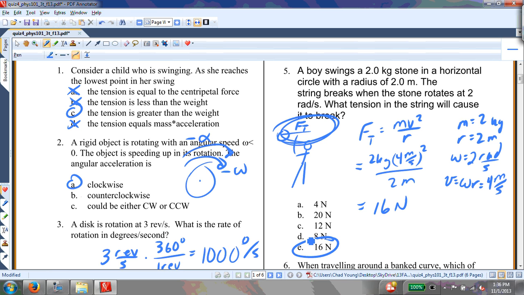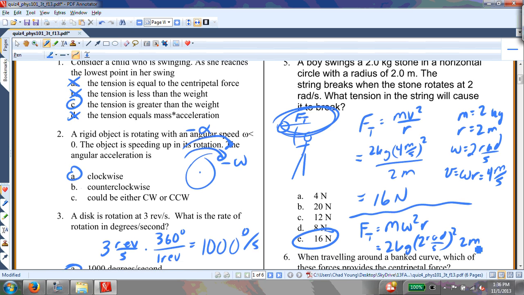So that's the answer. The alternate way to do this is to use our alternate expression for Ft, which is m omega squared r, which would be 2 kilograms, 2 radians per second squared times 2 meters, which also gives us 16.